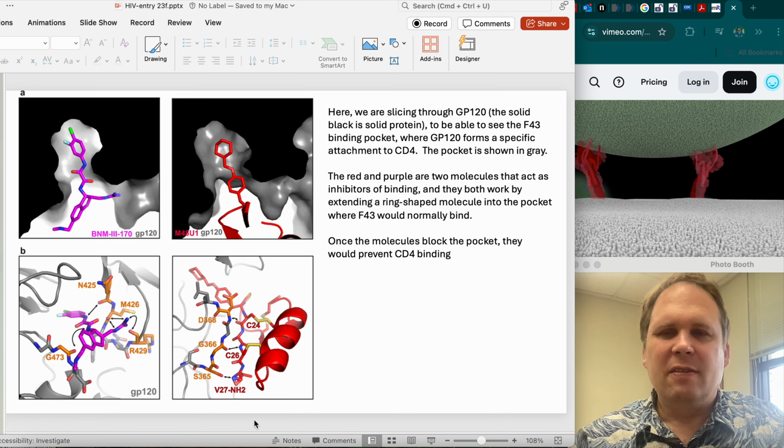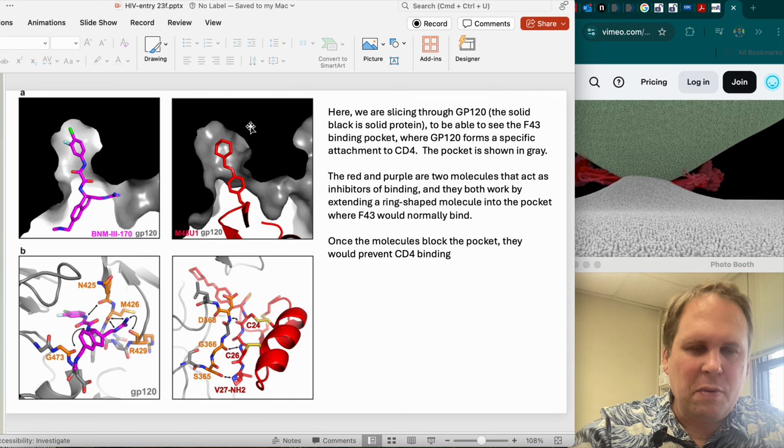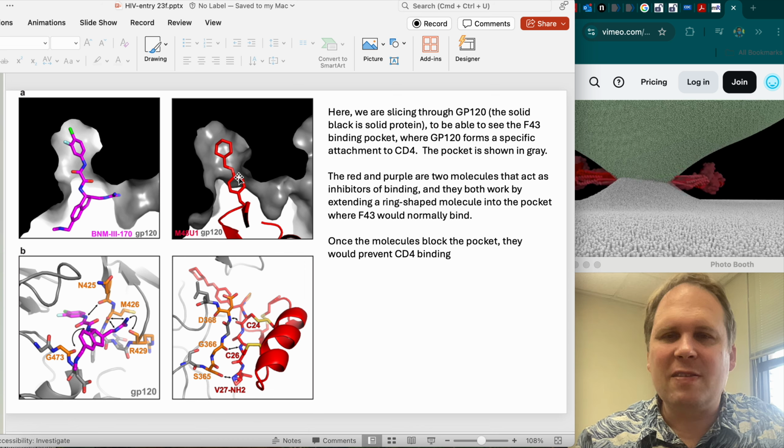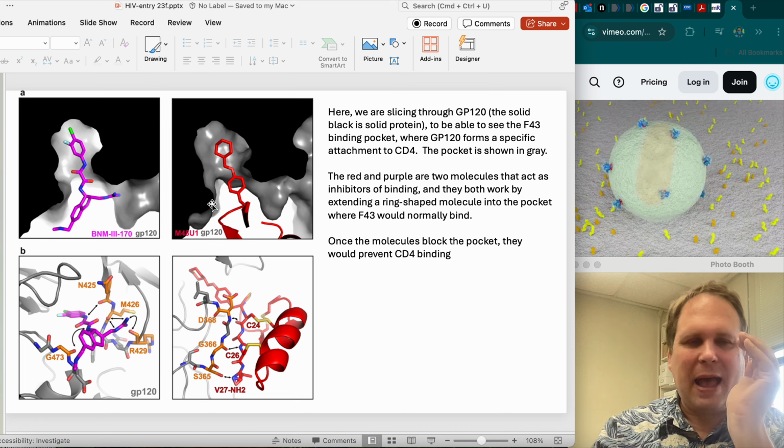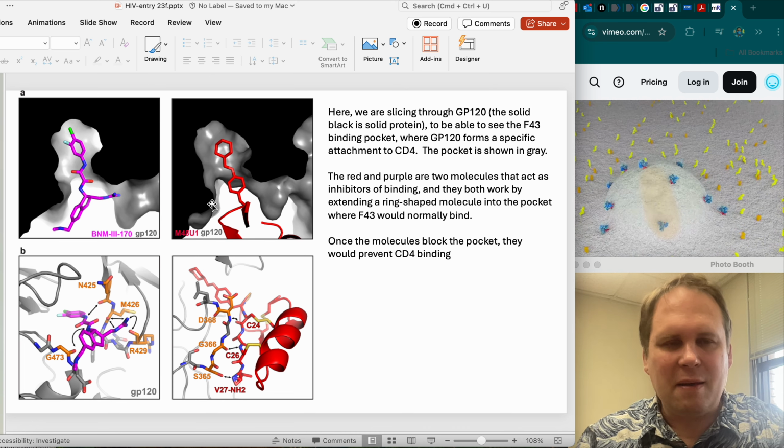Okay, so that's the pocket, and just imagine this black thing is like we've sliced through the glycoprotein, and so you can see inside of it. The gray thing is like the back of the pocket. It's like we've cut through this big solid thing, and you can see the pocket shining through.